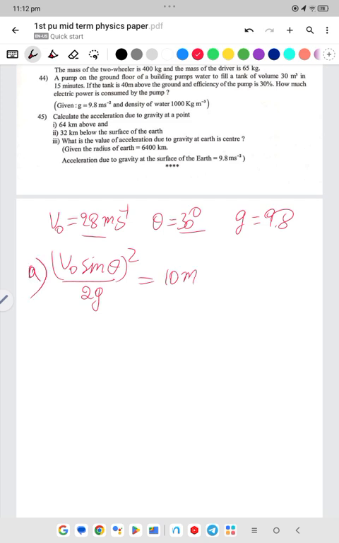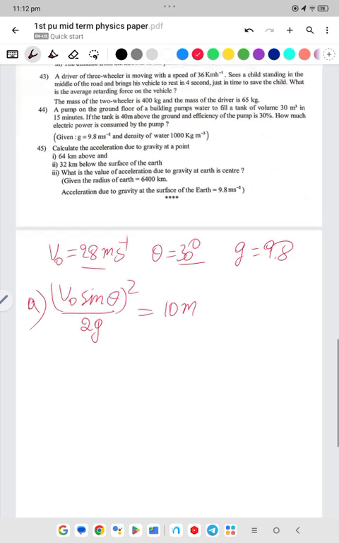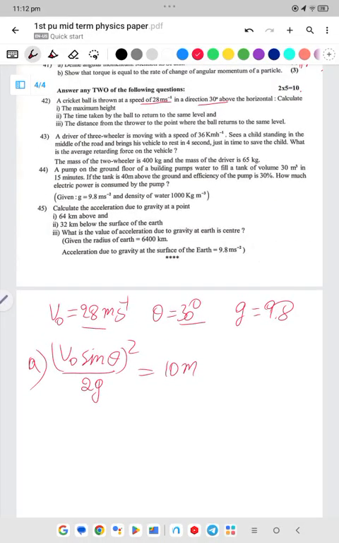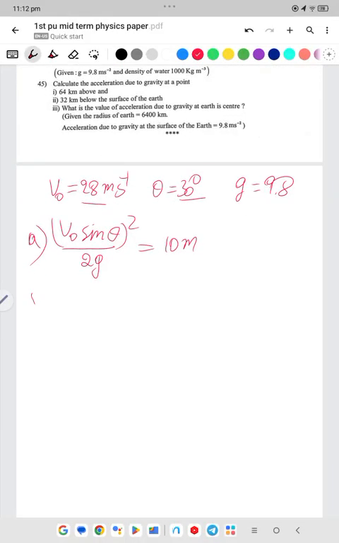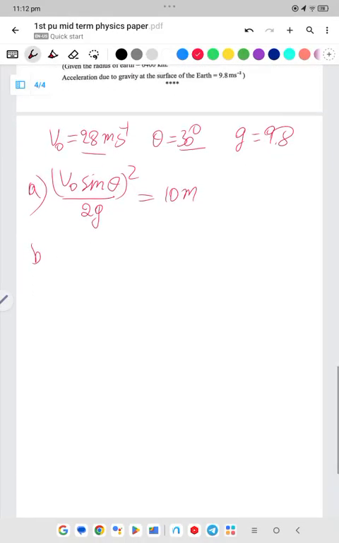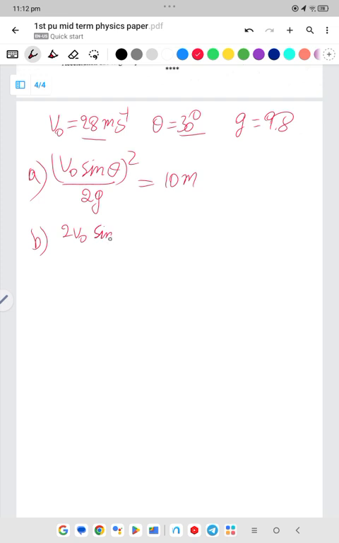This is for A. Next one is B. What you need to find out in B is time taken by a ball to return to the same level. That is time of flight. Time of flight is given by 2 V naught sine theta by g. You know the value of V naught, that is 28, and theta 30 degree, and g. After finding out you will get 2.85 second. Okay.